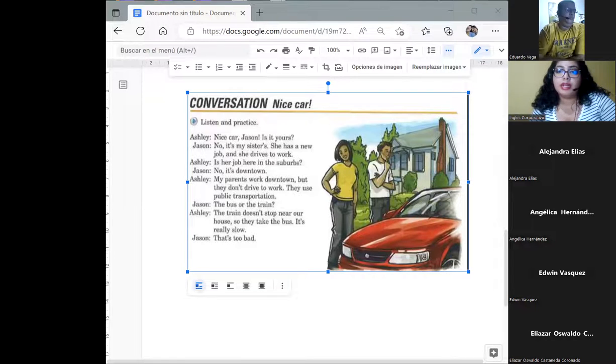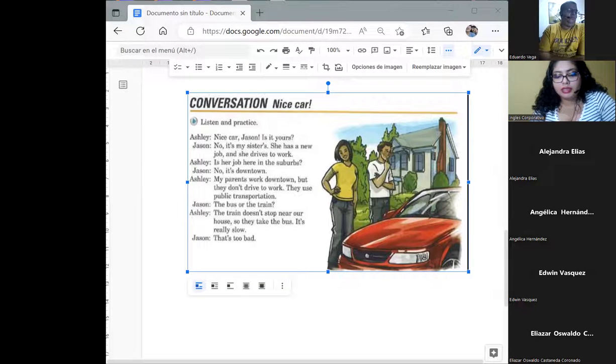So, Ashley begins the conversation. Ashley es la persona que inicia. Nice car, Jason. Is it yours? Le pregunta, bueno, ella le dice, bonito carro, Jason, ¿es tuyo? Jason responde, no, it is my sister's. She has a new job and she drives to work. Ahí es donde él responde que no, el carro no es de él. Es de su hermana que tiene un nuevo trabajo y que tiene que manejar al trabajo.